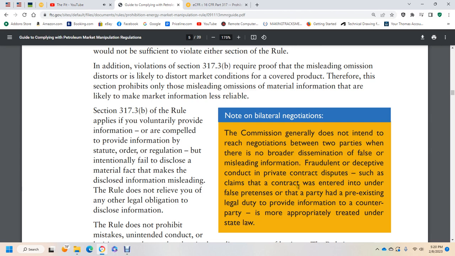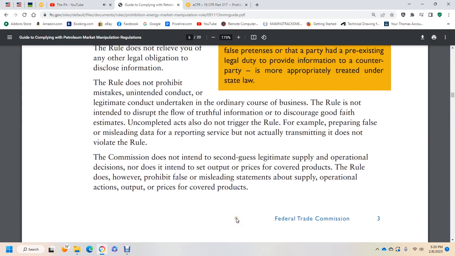Fraud and deceptive conduct in a private contract dispute, such as a claim that the contract was entered into under false pretenses, or that the party had a pre-existing legal duty to provide information to the contrary party, are more appropriately treated under state law. The rule does not prohibit mistakes, unintended conduct, or legitimate conduct undertaken in the ordinary course of business. The rule is not intended to disrupt the flow of truthful information or to discourage good faith estimates.